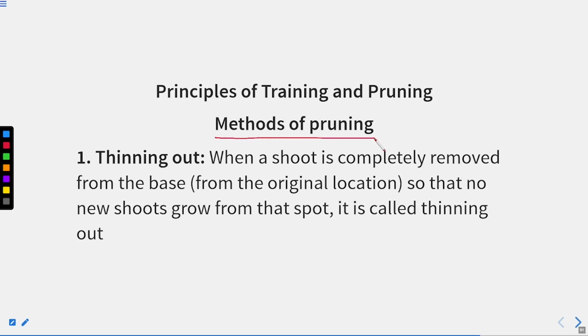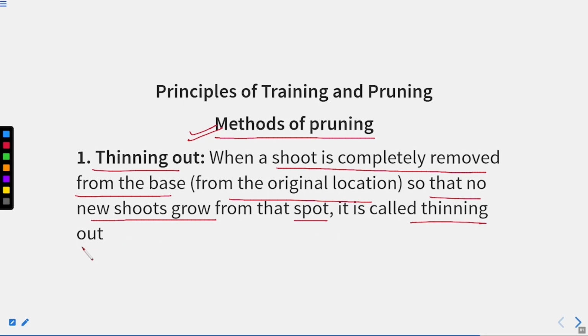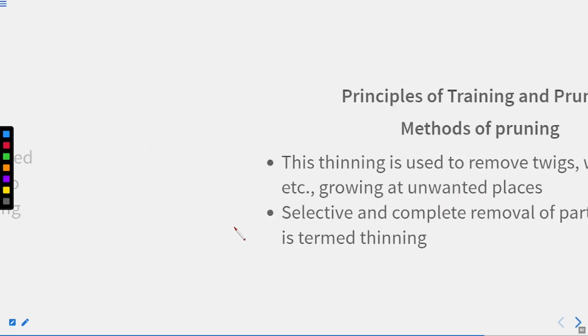Methods of pruning. There are different methods of pruning. Thinning out: when a shoot is completely removed from the base, from the original location, so that no new shoots grow from the spot, it is called thinning out. So when you remove it from the base, no shoot should grow from that particular spot, and this is called thinning out.